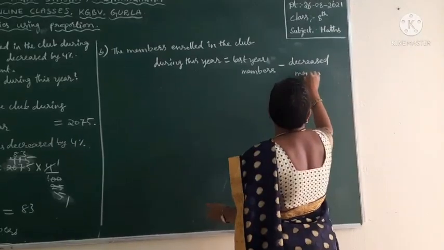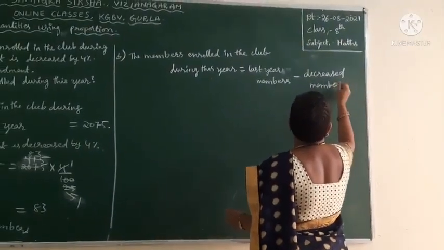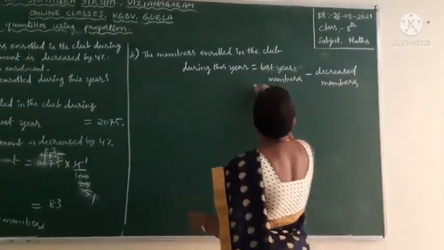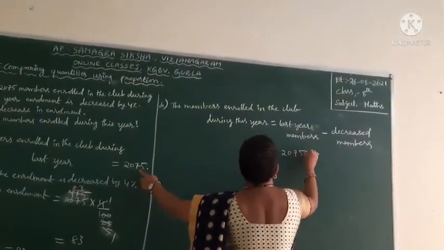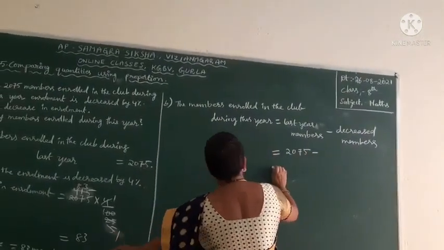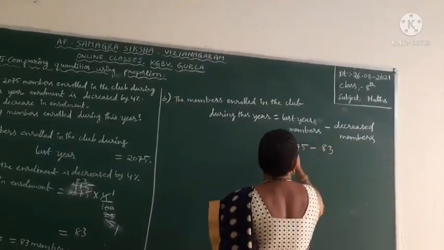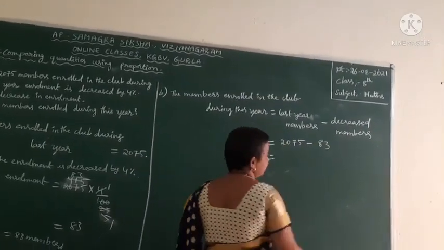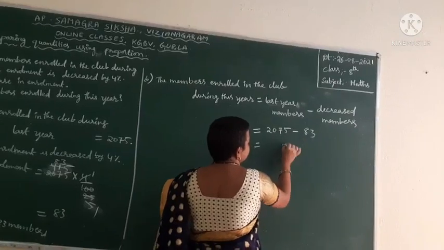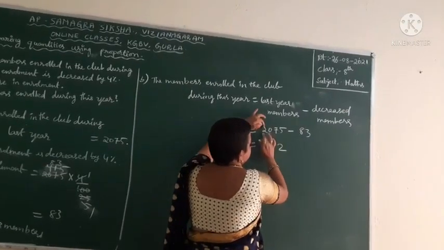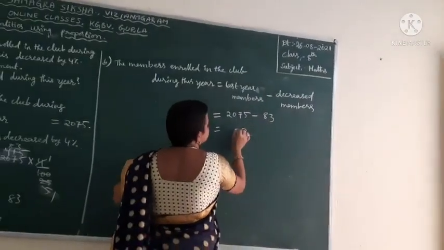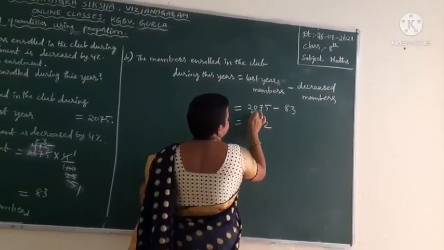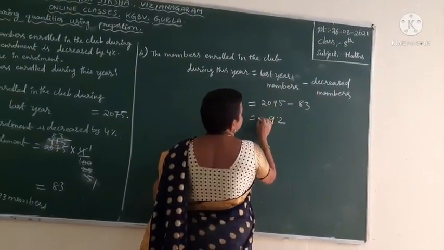Decreased members. This year's enrolled number is equal to last year's number 2075 minus decreased members 83. Now we have to subtract. 17 minus 8 means 9. So this one is 19.